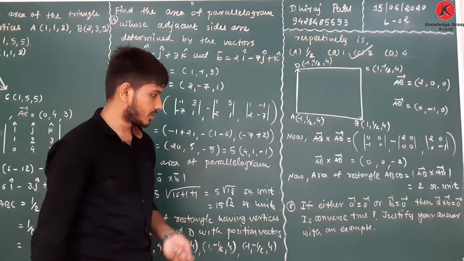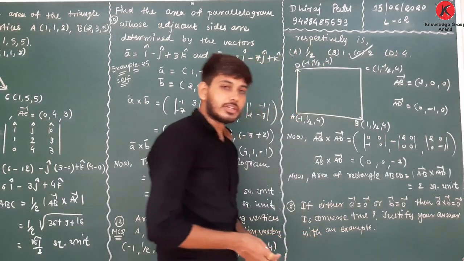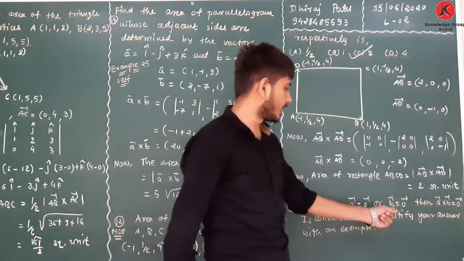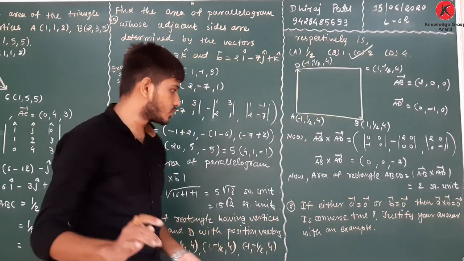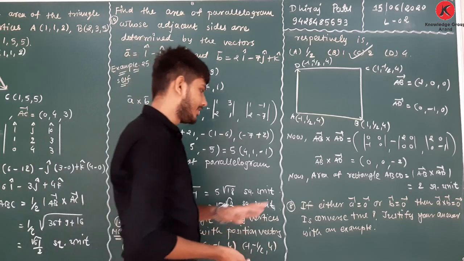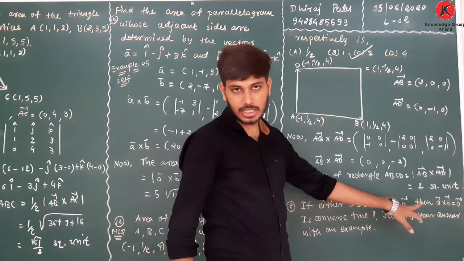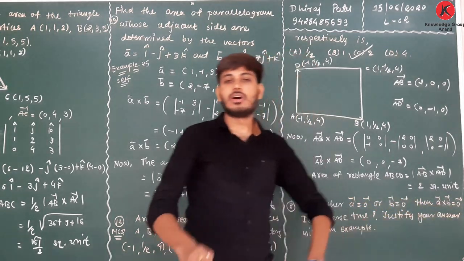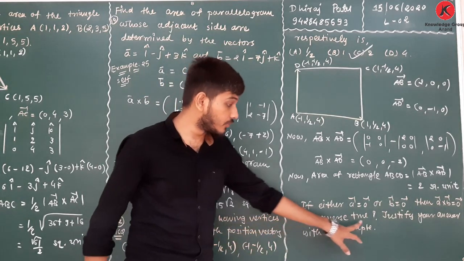Next question number 8. If either vector A equals 0 vector or vector B equals 0 vector, then A bar cross B bar equals 0 vector. Yes, it is true. We know that if A vector is 0 vector, or B vector's value is 0 vector, then A bar cross B bar is always equal to 0 vector. Okay, is the converse true?